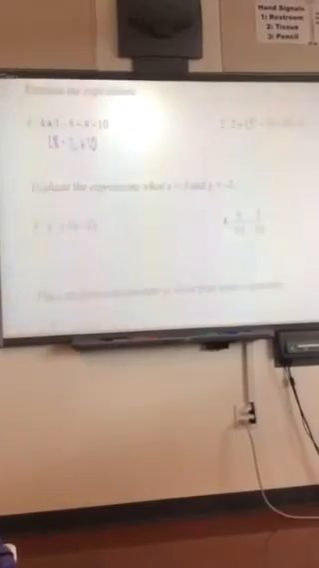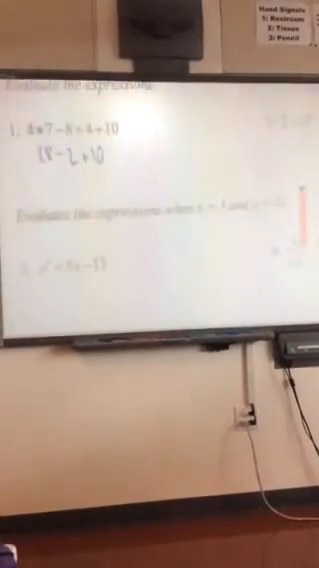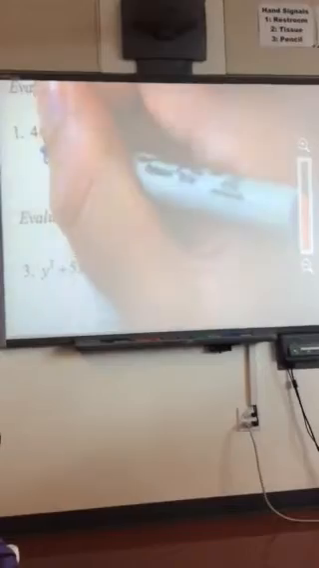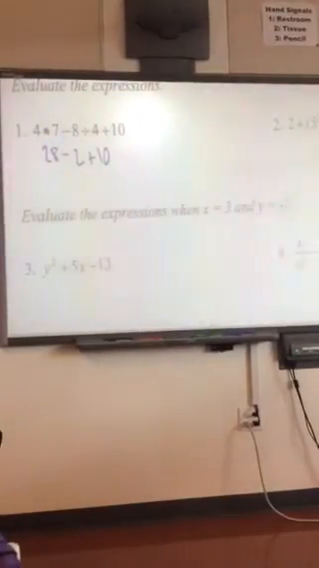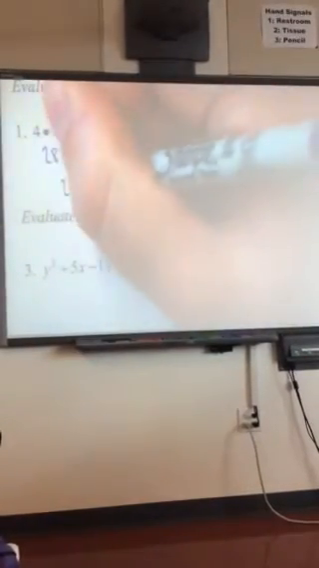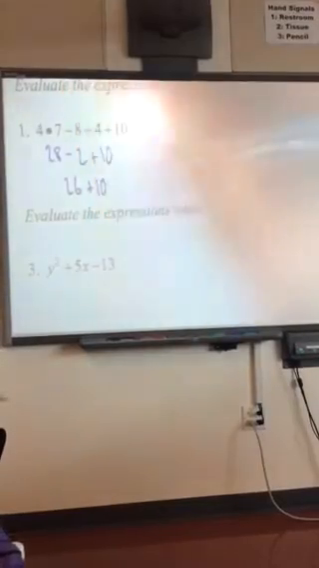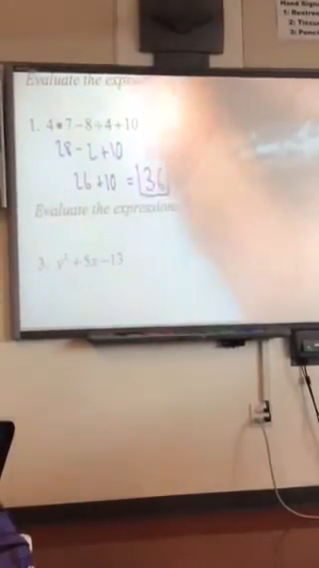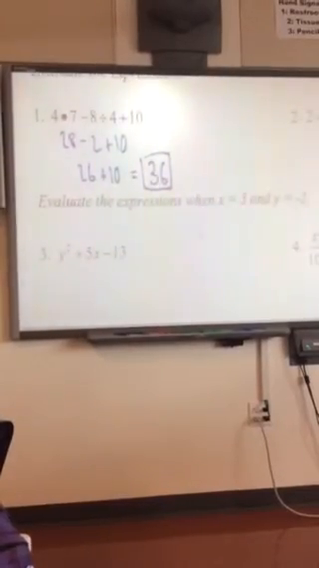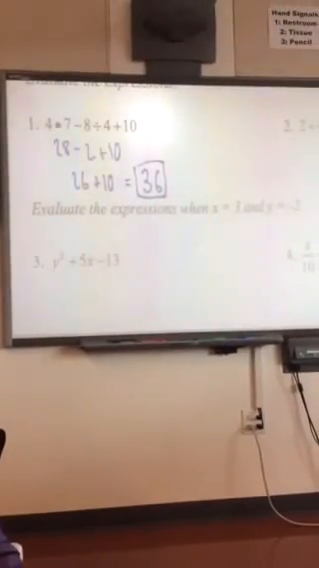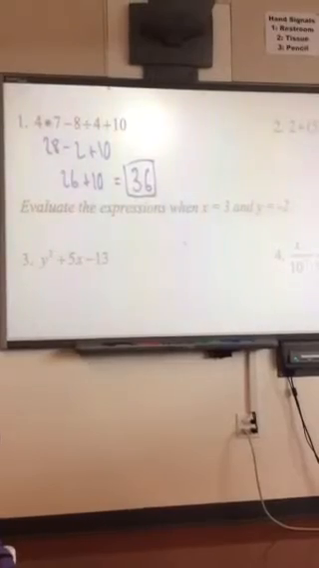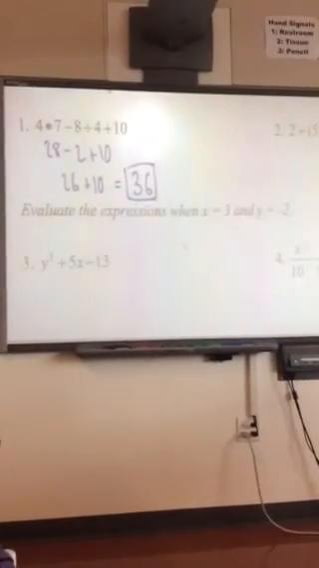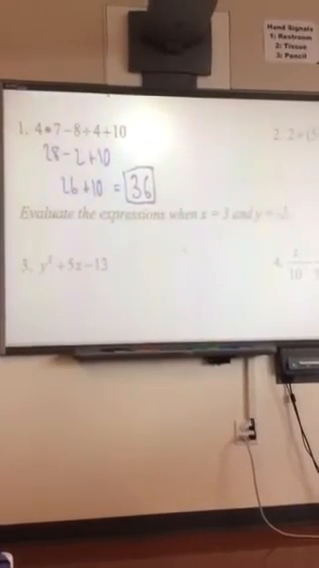Now all we have left is the subtraction and the addition. So 28 minus 2 is 26, plus 10 equals 36 for our answer. 36? Yeah. Any questions on that first one? All right. The next one.